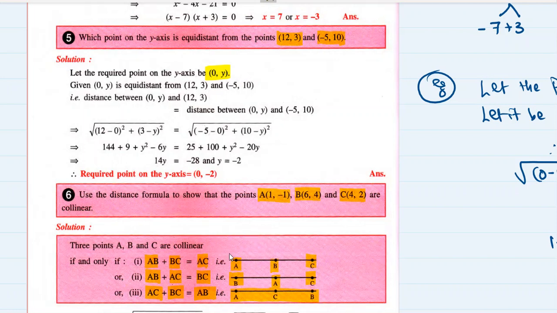So we don't have to do all these things. We just have to find AB, we have to find BC, and we have to find AC. If one of these three conditions is fulfilled, then we can say that ABC are collinear or not. Actually, they have asked you to use the distance formula to show that these points are collinear. That means they are collinear, the only thing you have to do is show it. Okay, so let's write the coordinates. A is (1, minus 1), B is (6, 4), C is (4, 2).